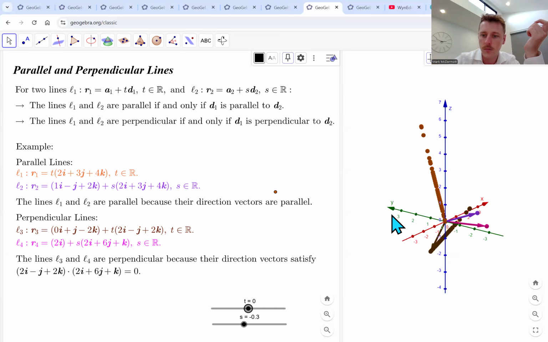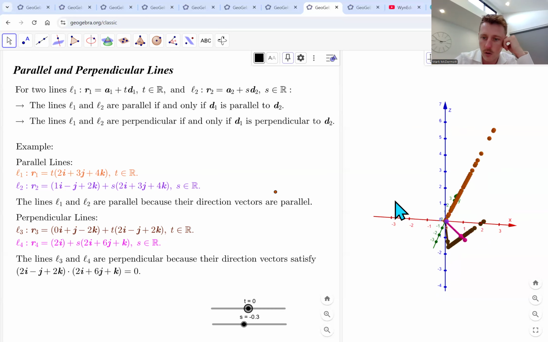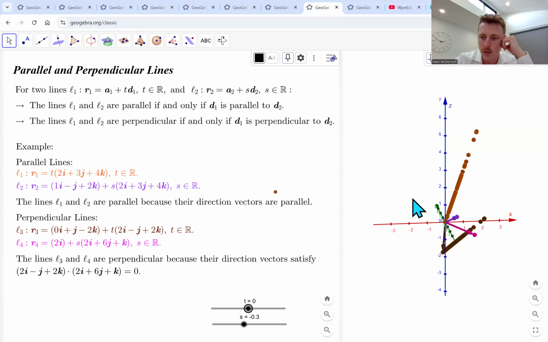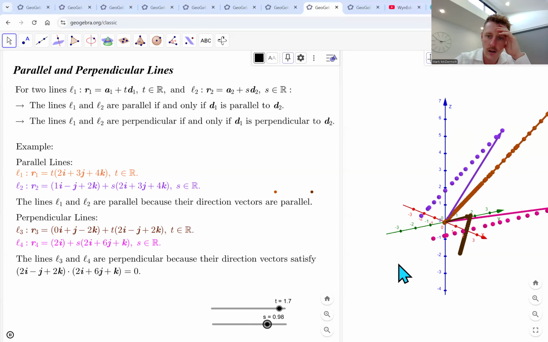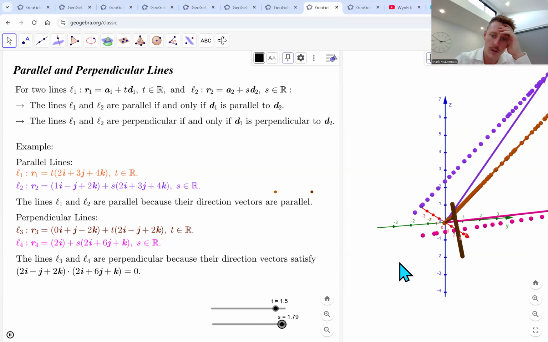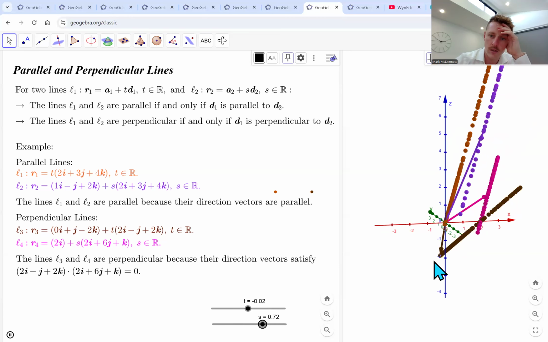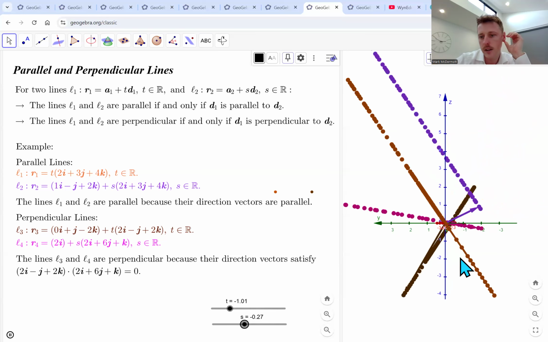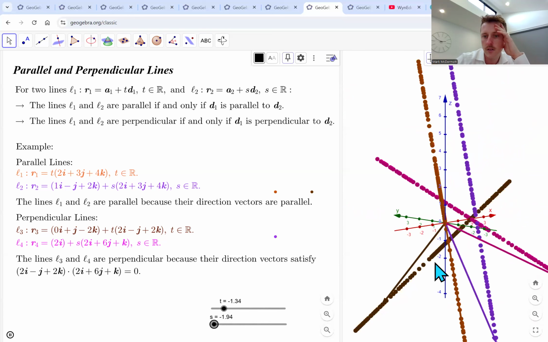So maybe I will play this now just so you can see. You just want to be looking at the orange one and the purple one. Ignore the pink one and the brown one for now. But yeah, if I play that, we're just looking at purple and orange. And lo and behold, they are parallel. Isn't that cool?